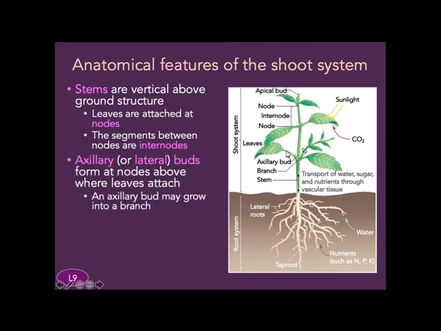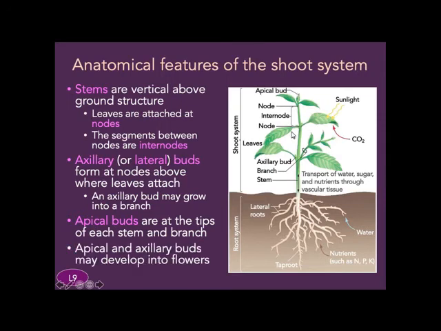Okay, so there's two kinds of buds. There's axillary or lateral buds, and they form at the nodes above where the leaves attach, so kind of in the armpit of the leaf, right here. There's another one. So an axillary bud forms here and here, and here and here. And then the axillary bud may grow into a branch. Apical buds, that comes from the word apex, so that's the one at the top, okay? And the apical and the axillary buds may develop into flowers depending on the kind of plant.